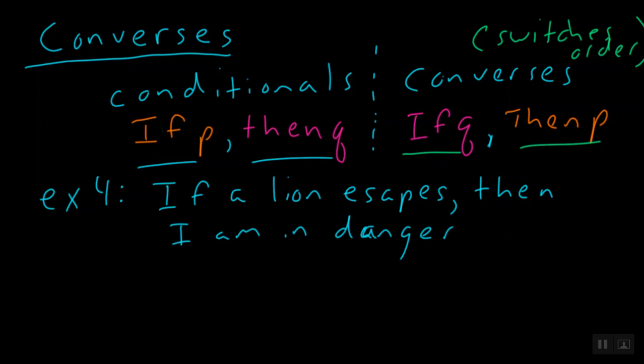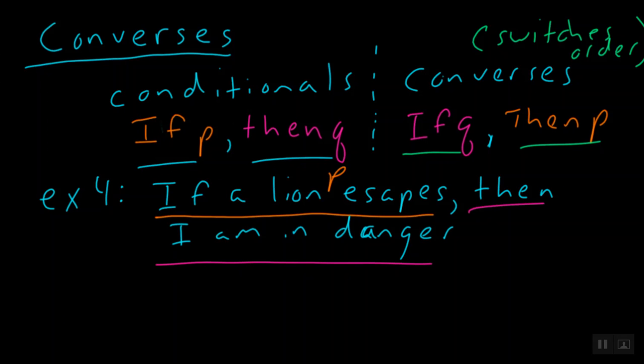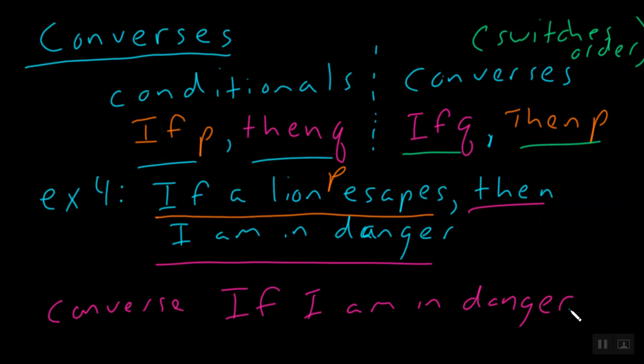So let's go ahead and label these. I'll use my orange for my hypothesis. If a lion escapes, so this is P, and our conclusion will of course be then I am in danger. So how are we going to write the converse? We always keep the word if in front. So we'll say if I am in danger, and I'll use the blue for the comma to show the division, then a lion escaped. So right there, that is the converse. Our conditional is, if a lion escapes, then I am in danger, and our converse is, if I am in danger, then a lion escaped. We just switched them.